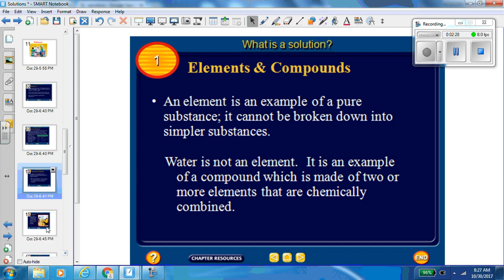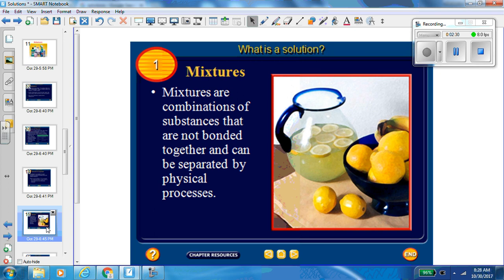Now, let's talk about the flip side of that, which is a mixture. Matter can also be categorized as a mixture. Mixtures are a combination of substances that are not bonded together, and they can be separated by those physical processes that we saw on the previous slide. So let's backtrack for just a moment. Matter can either be a substance or a mixture. Substances, such as compounds, you can break down, but it takes a chemical process to break them down.